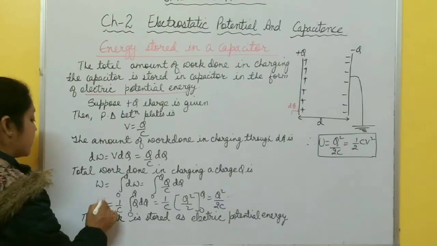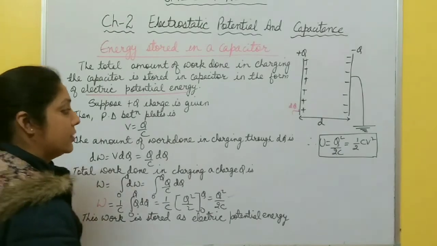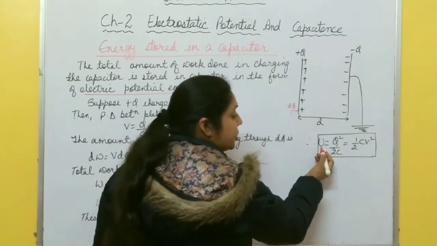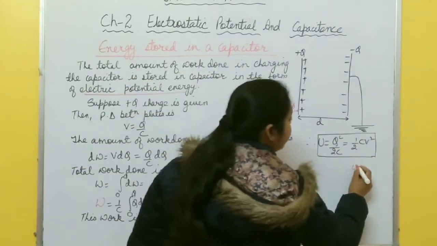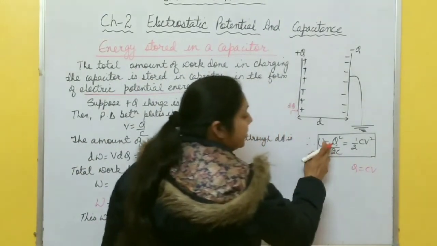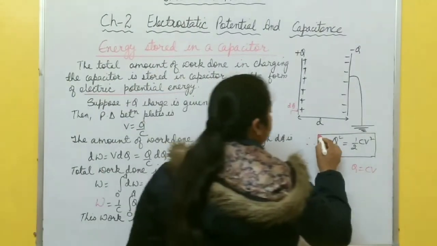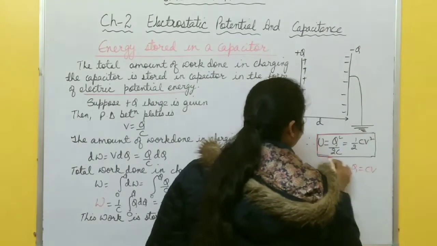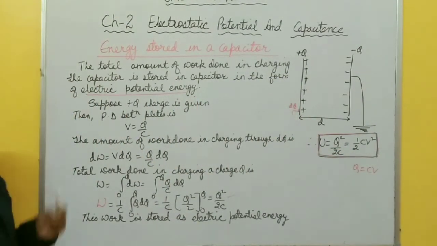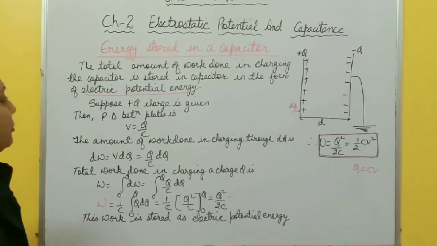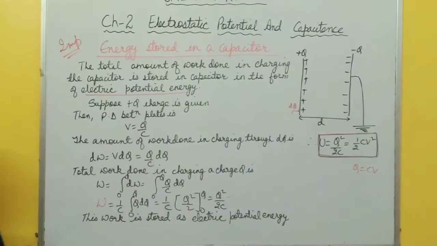And this work is just stored in the capacitor in the form of electric potential energy. So the potential energy U equal to Q square by 2C. And you know Q equal to CV, so putting CV in place of Q, you get half CV square. So this is the energy stored in a capacitor, right? And this topic is also very, very important from the examination point of view. Okay, so you must revise this one properly.